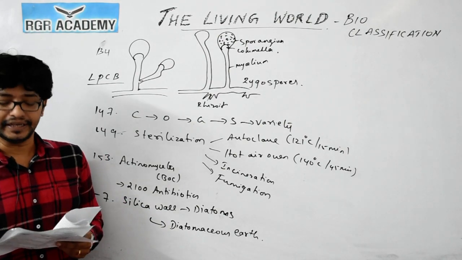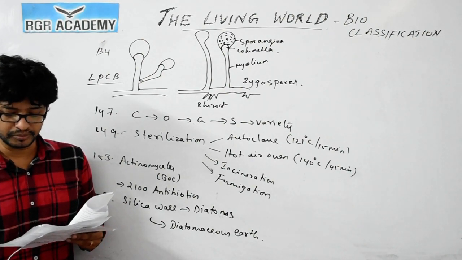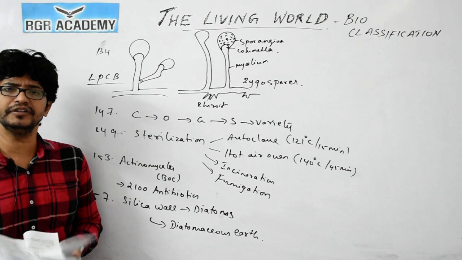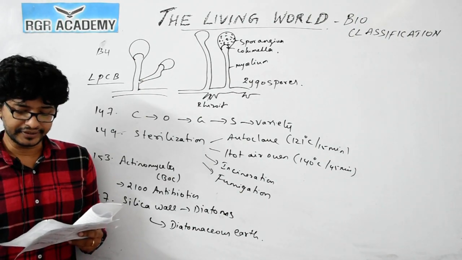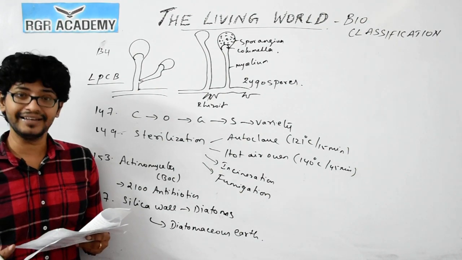Next, 158. Which of the following is a trace element that you could see in small amounts in most living organisms? Very small. We study macro elements and micro elements. You could see iron, but hydrogen, oxygen, nitrogen are the macro elements, while iron is the micro element.